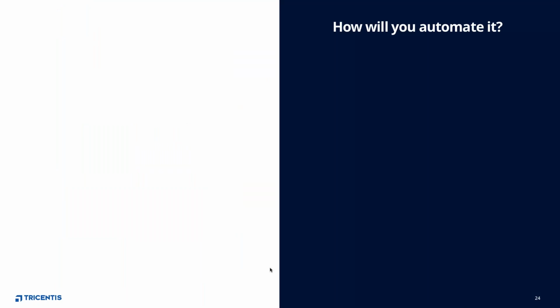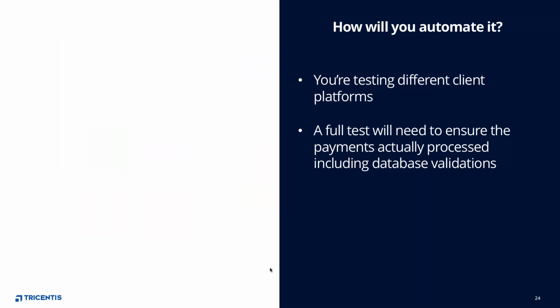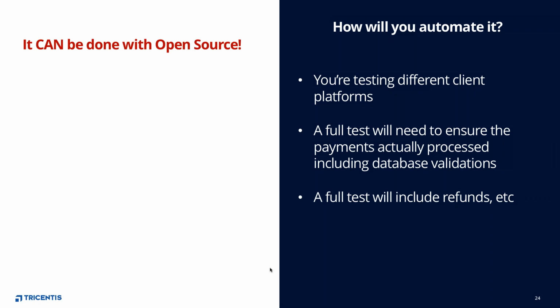So the question is, how do you automate this stuff in the first place? You're testing different platforms, different operating systems, in a very complicated setup. You need to be looking at your database. Sometimes when you're doing payment testing, it's not obvious on the front end that everything was right. You might actually have to look in the database for validations. And a full test will include validating things like refunds in this scenario, of course.